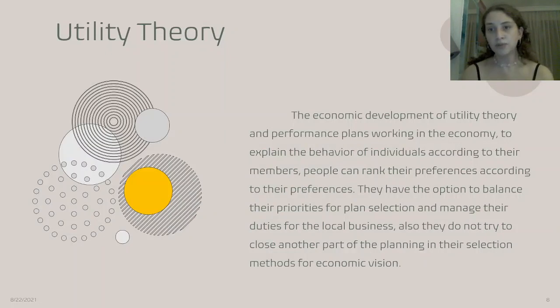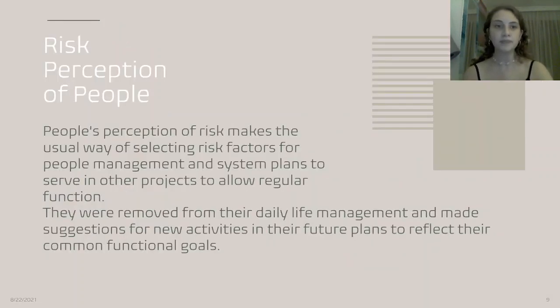Utility theory, the economic development of utility theory and performance plans working in economy to explain the behavior of individuals according to their members. People can rank their preferences according to their preferences. They have the option to balance their priorities for plan selection and manage their duties for the local business. Also, they do not try to close another part of planning in their selection method for economic vision.